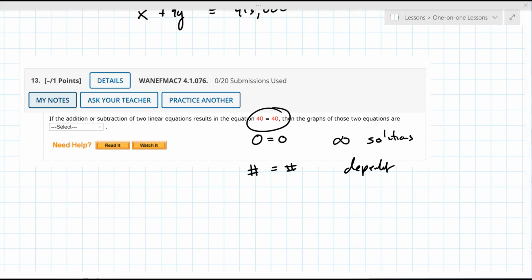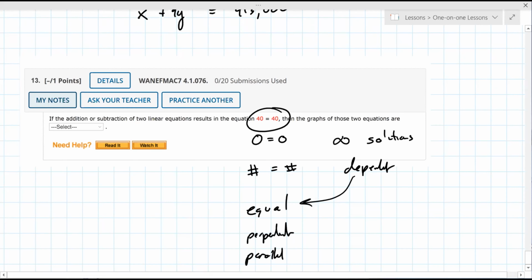So in the drop down, which you can't see, the options are equal, perpendicular, or parallel, or none of the above. So dependent means that they are equal. That means they're right on top of each other. Okay.